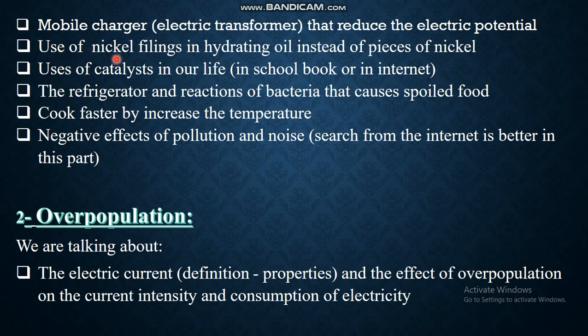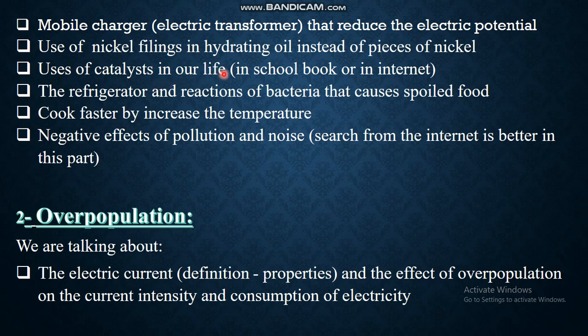Use of nickel fillings in hydrogenating oil instead of pieces of nickel. Why? Because nickel fillings increase the speed of the chemical reaction in hydrogenating oil, and we can talk about what hydrogenated oil is, how it is important, and how it is made. This is from an internet search. Uses of catalysts in our life, in everything.